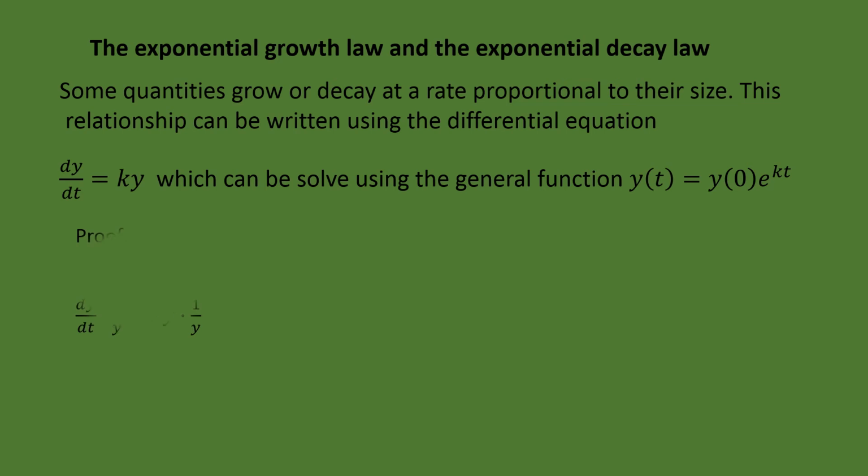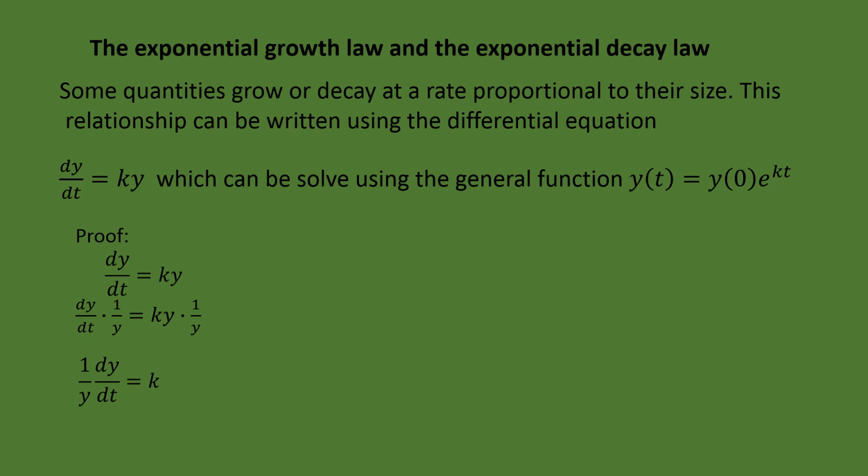So let us have now our proof on how we get this y of t is equal to y of 0 times e raised to the power of k times t. So from that, dy over dt is equal to ky. We can actually separate variables. So by multiplying 1 over y to both sides, it will become dy over dt times 1 over y is equal to ky times 1 over y. Simplifying, we get 1 over y times dy over dt is equal to k.